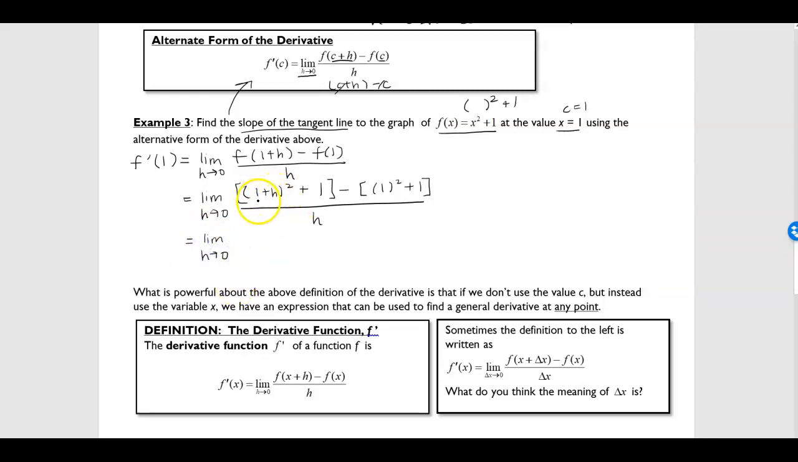Remember that when you expand 1 plus h squared, you actually have to think about it as 1 plus h times 1 plus h, which means you have to FOIL. So this is 1 plus 2h plus h squared plus this 1. And then we have 1 squared plus 1 is 2, so this is minus 2, all over h. I can see here if I add the 1 and the minus 2, those will cancel out. So what I'm left with is 2h plus h squared over h. I'm going to go ahead and rewrite that.